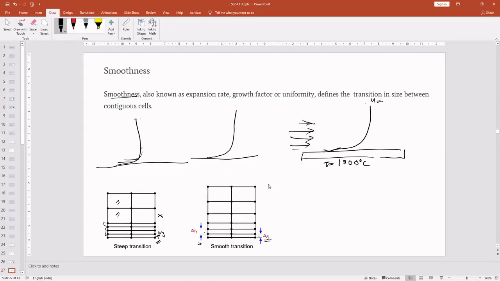For an ideal case, it is said that we should keep a 20 percent growth rate. The percentage change in delta y2 should be 20 percent more than delta y1, or simply we can write that delta y2 by delta y1 should be less than or equal to 1.2.